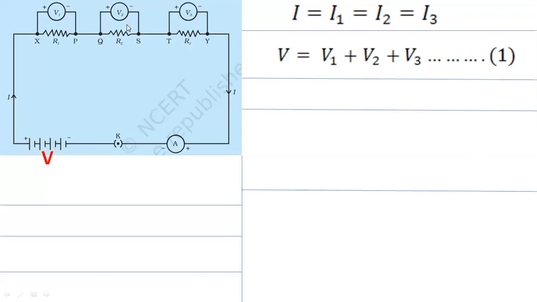क्योंकि ये कहाँ से मिला है? From where we have got V1, V2 and V3? We have received it from battery. So that means battery's total potential difference was divided between R1, R2 and R3. So if we combine these values, we will get the value of capital V. So V is equal to V1, V2 and V3.